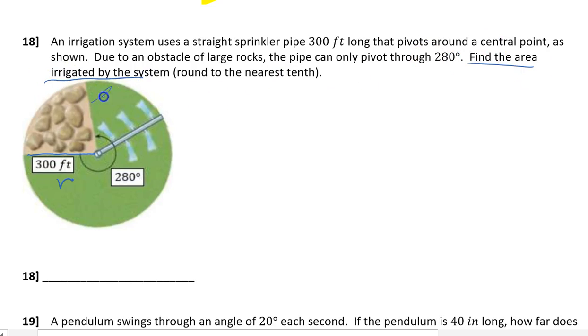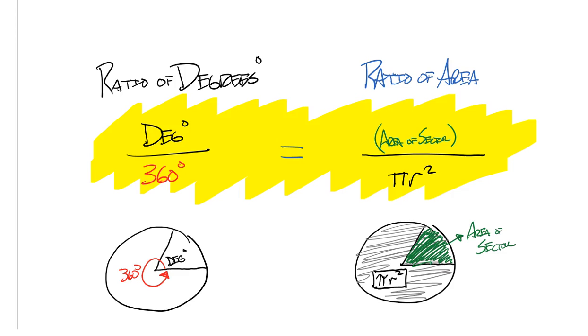So looking at this, we're trying to find this area that is getting watered. So this is an area of a sector problem, a very large sector. Let's look at the proportion. We need to set a ratio of degrees equal to a ratio of areas, the degrees in our problem over the total 360, set equal to the area of our sector over the full area pi r squared.